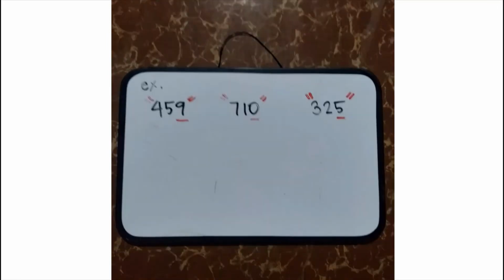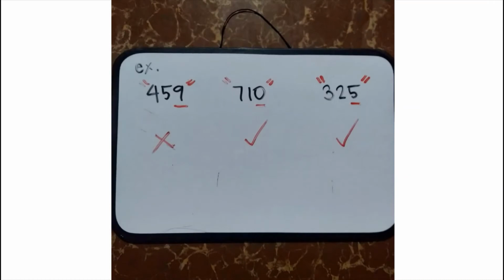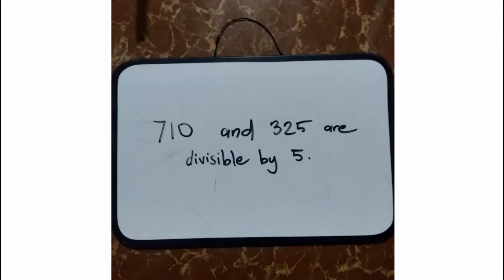Since the condition is to have 0 or 5 as the number on the ones digit, then 710 and 325 satisfy the condition. Then 710 and 325 are the only ones in the example which are divisible by 5.